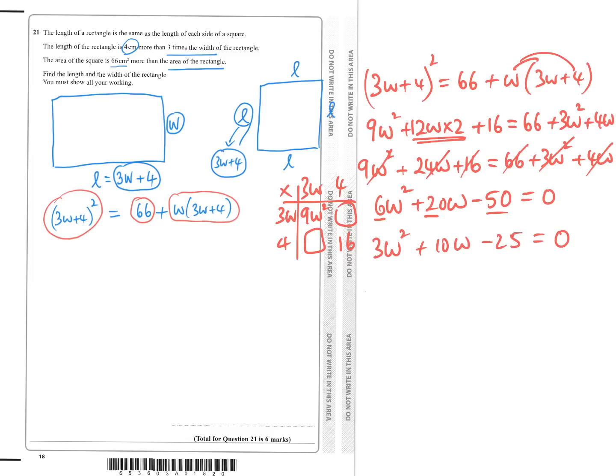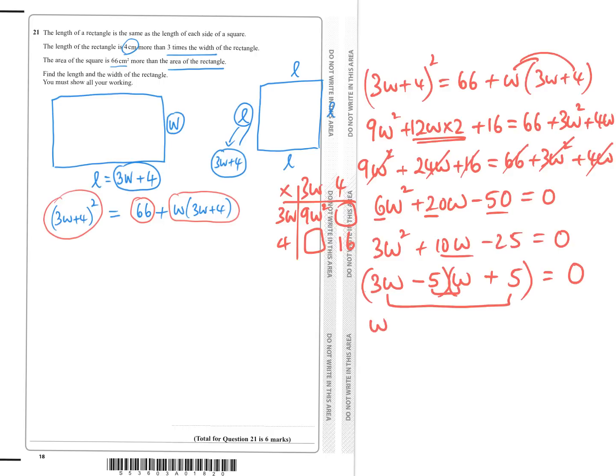And then I'm just going to try and see if it factorises. I think for this amount of marks, 6 marks, you've probably done enough by now to not have to do completing the square or something really tricky. So we'll put a 3w in here, a w in here, factors of 25, 5 and 5. So that will give us positive 15w minus the 5 will give us the 10.